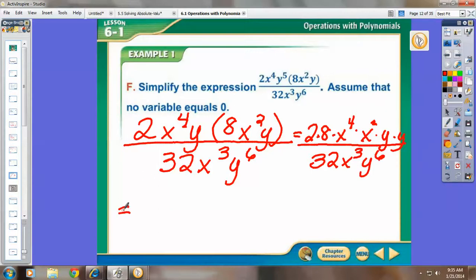So if we clean up this multiplication, 2 times 8 is 16. X to the 4th times x squared is x to the 6th. We add those exponents. Y times y is y to the 2nd. Divided by 32x cubed y to the 6th. Did you get caught up?